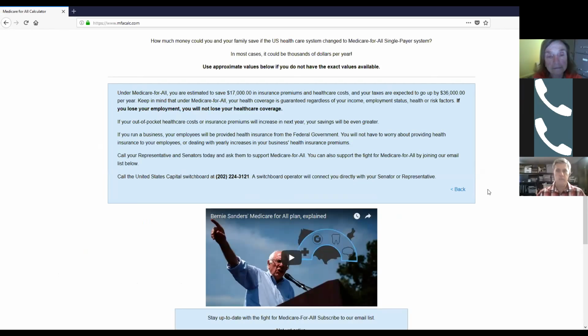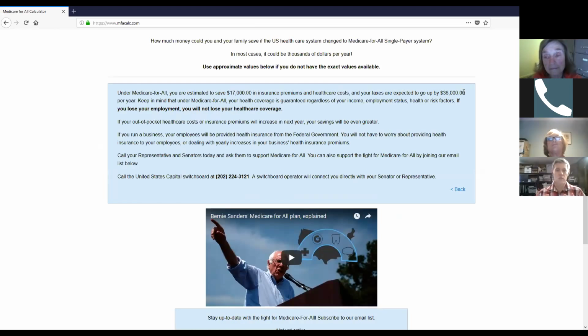Rather than showing, as in the previous calculation, how much you're going to save in big bold letters, in this case the individual is going to pay more. They're going to save $17,000 that they won't have to pay in healthcare expenses. However, their taxes are going to increase by $36,000.